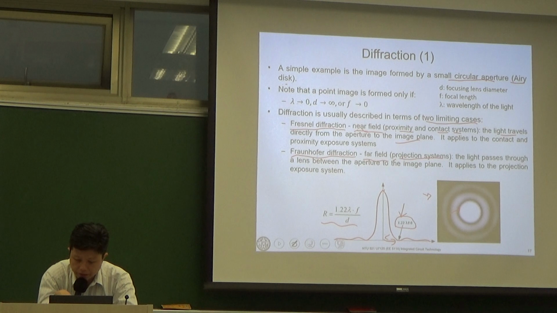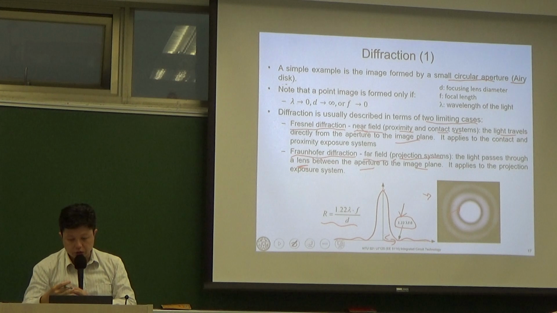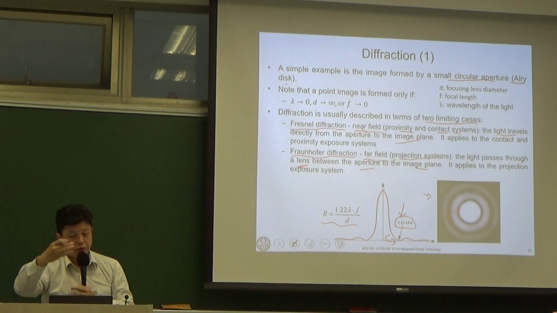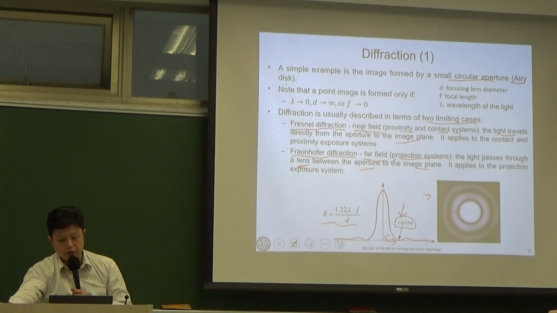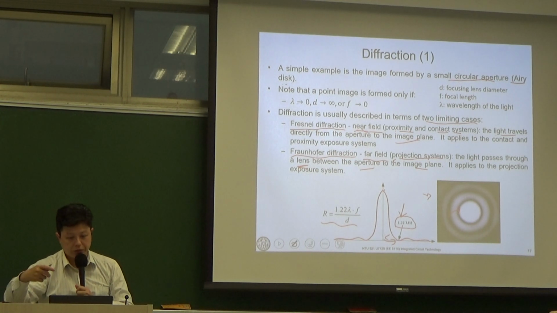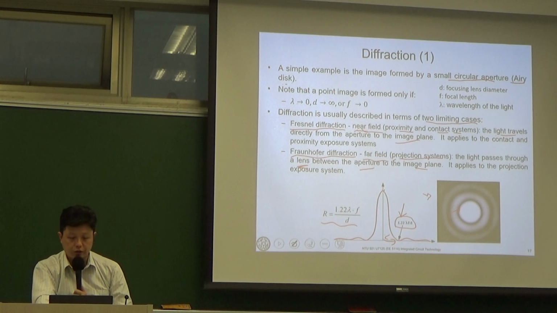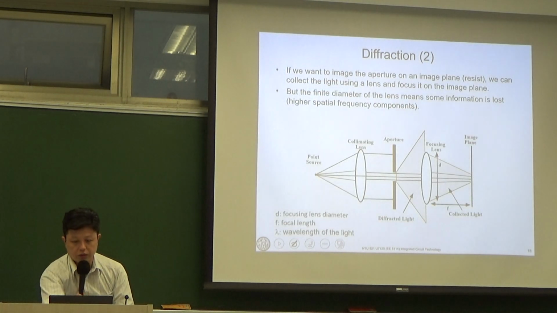In that case, the light will pass through a lens between the aperture and your image plane. So the light will travel a longer distance, and also there are some optics, some lenses in between, right? So in that case, we have to use this Fraunhofer diffraction to explain the final features on your silicon wafers.